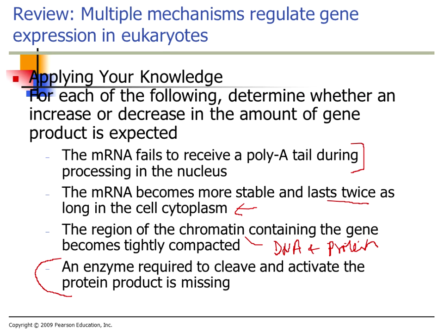Okay, Jerry is awake. So when an enzyme is missing, the enzyme that activates the protein, then obviously you're not going to get active protein, right? So you will get less product, less gene product in this case. So these are just examples of how things can be controlled.